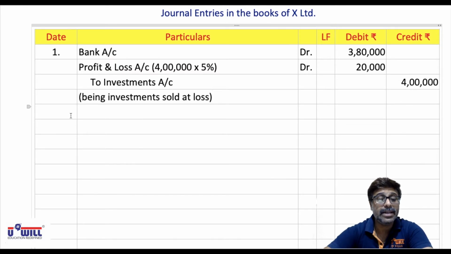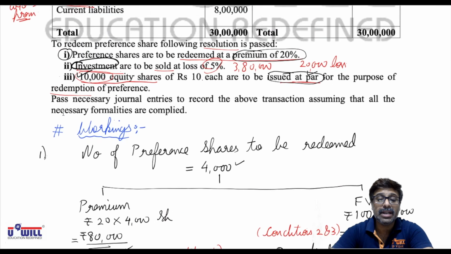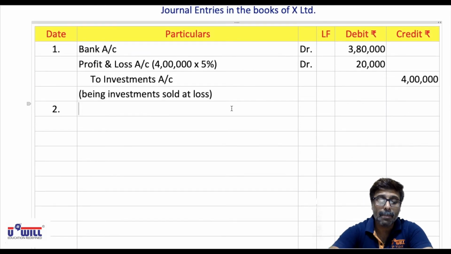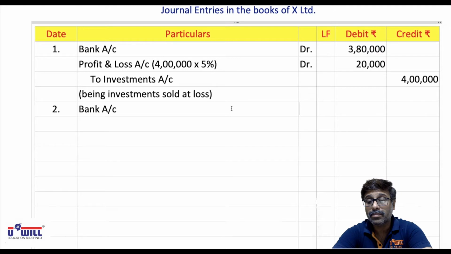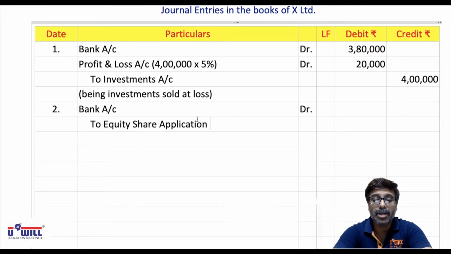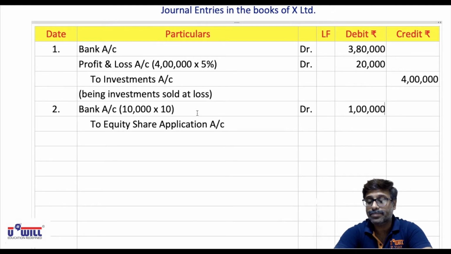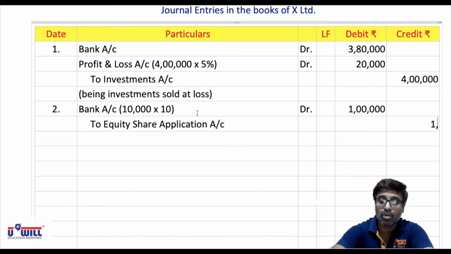Now the second entry that we studied was for issue of equity shares. Here you can all see in adjustment number 3, 10,000 equity shares are issued at par. So 2 entries will come for issue of equity shares. First, bank account debit to equity share application account. 10,000 shares are issued, so 10,000 into 10 rupees of face value, the amount will come to 1 lakh. Being application money received.